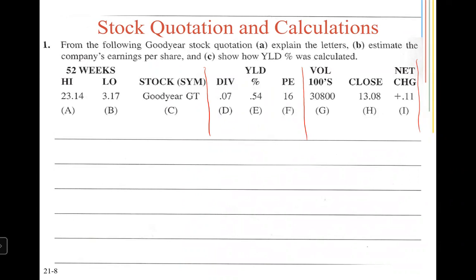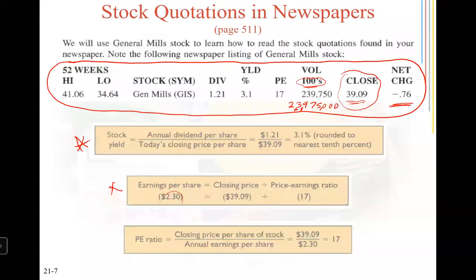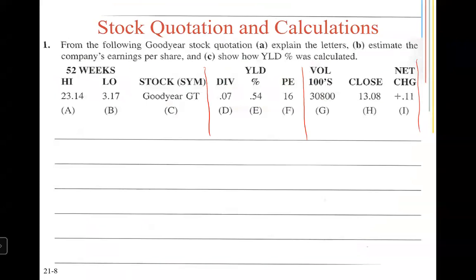And what's the next column? What does that PE mean? That means per share, I think. No. Let's go back and see. PE. Oh, I don't see it here. Let me see. Okay, all right. But it is called the price earning ratio.